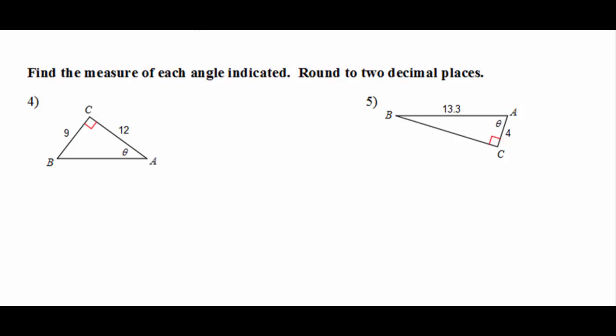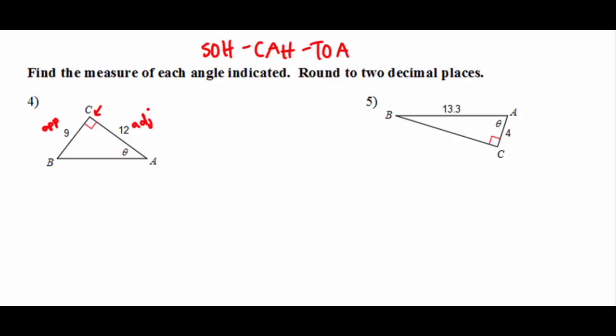Now, this has actually stuff that we went over a long time ago on, I think, 4, 5, 6, and 7. And they should be really easy because actually we've been doing this since geometry. We're going to find the measure of each angle indicated, round to 2 decimal places. Here's our angle. They told us the opposite side is 9, the adjacent side is 12. This is a right triangle, which means we can use SOHCAHTOA.